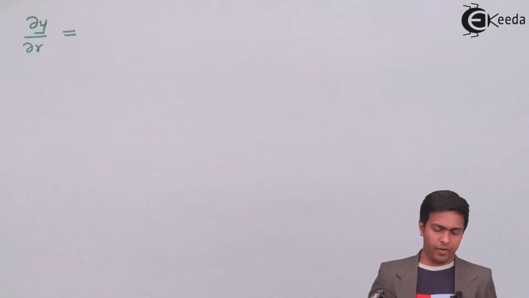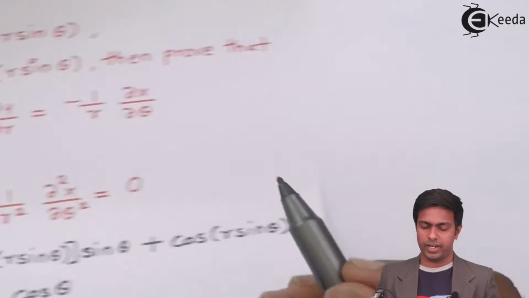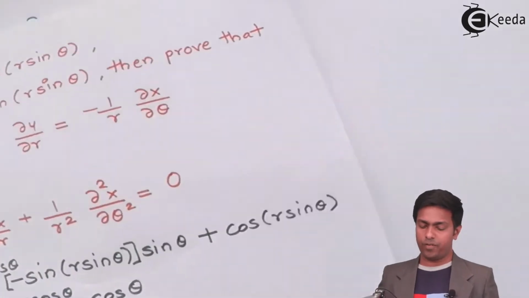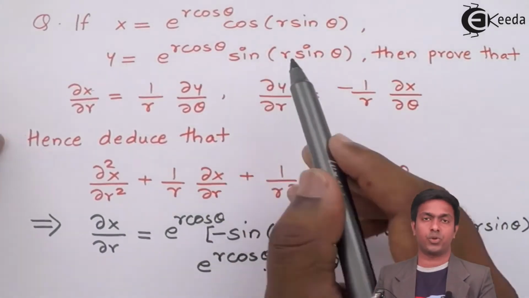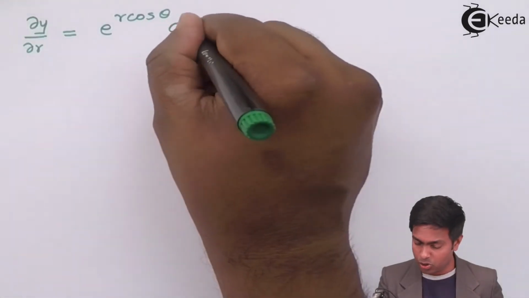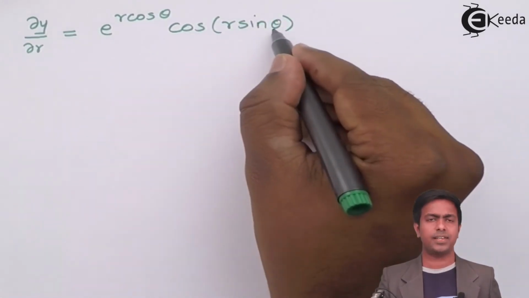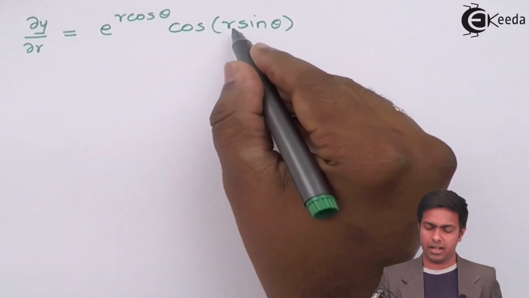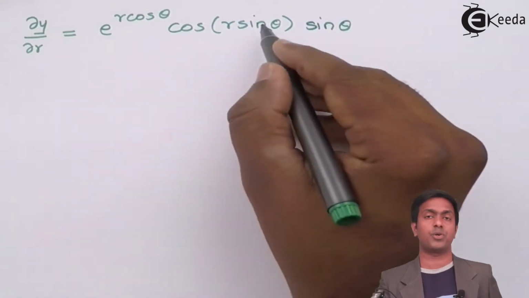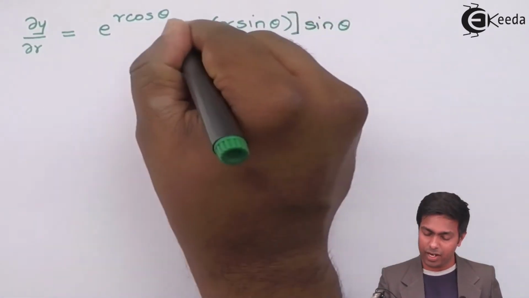So the value of del y by del r, by differentiating y with respect to r, we will get e to the power r cos theta as it is, and the derivative of the second function with respect to r will be cos of r sin theta, and again the derivative of r sin theta. So sin theta will remain as it is, and since we are differentiating with respect to r, the derivative of r with respect to r is 1.